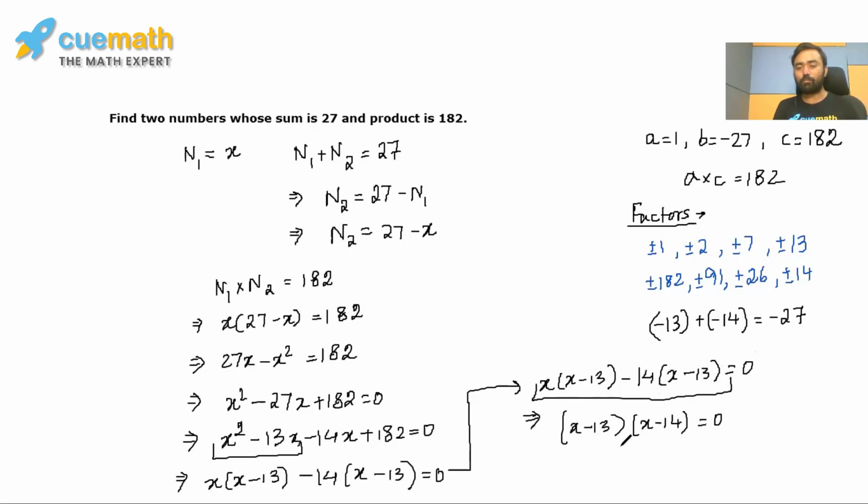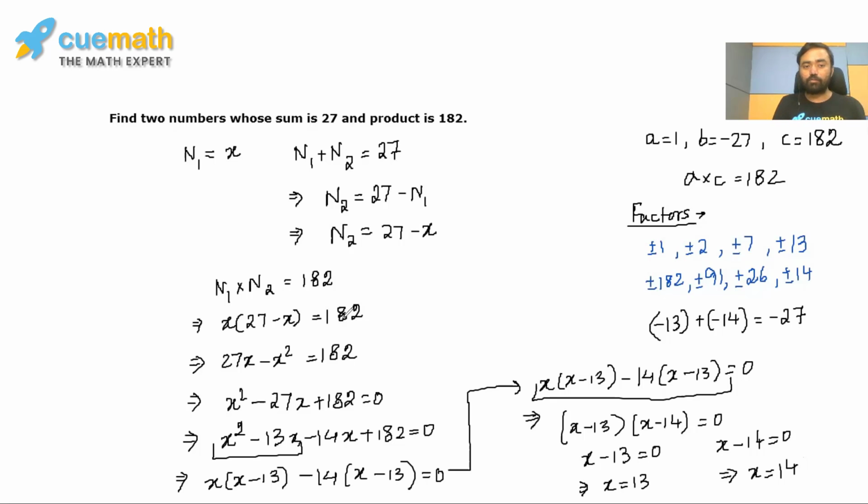Now let's solve the two factors to get the roots of the quadratic equation. So we'll take x minus 13 is equal to 0, or x is equal to 13. And we'll take x minus 14 is equal to 0, or x is equal to 14. Now here we get two values of x. Now how can we find the correct set of answers?